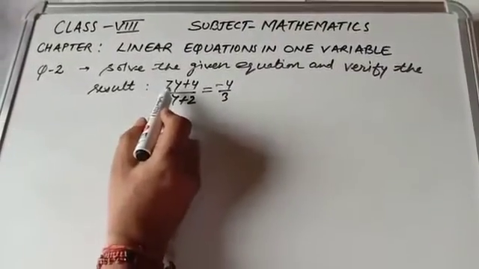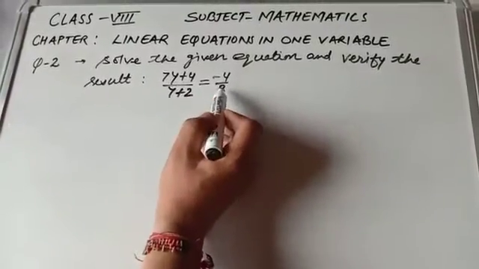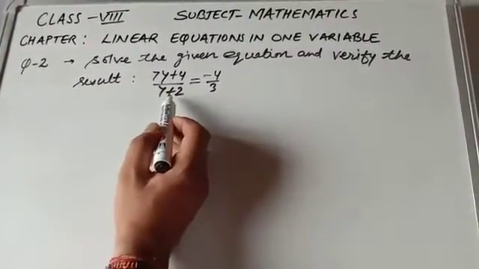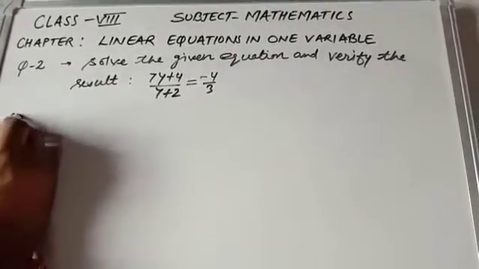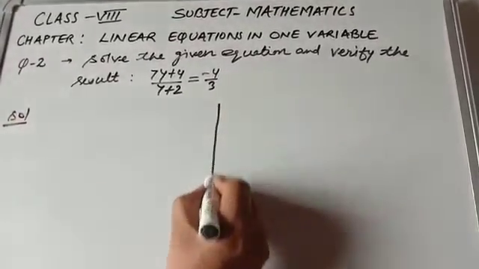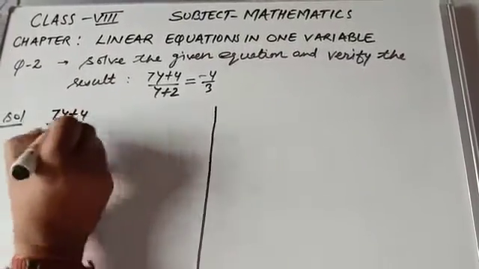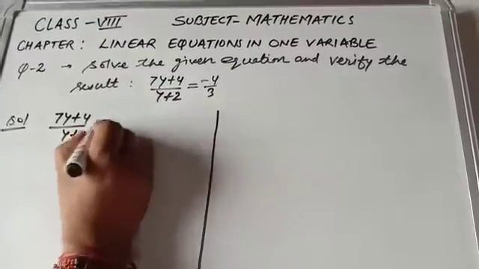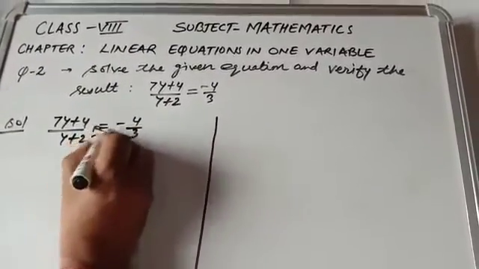The equation is 7y plus 4 upon y plus 2 is equal to minus 4 upon 3. This time we have taken a different type of linear equation in one variable. So look at the solution of this equation. The given equation is 7y plus 4 upon y plus 2 is equal to minus 4 upon 3. First we will cross multiply it.